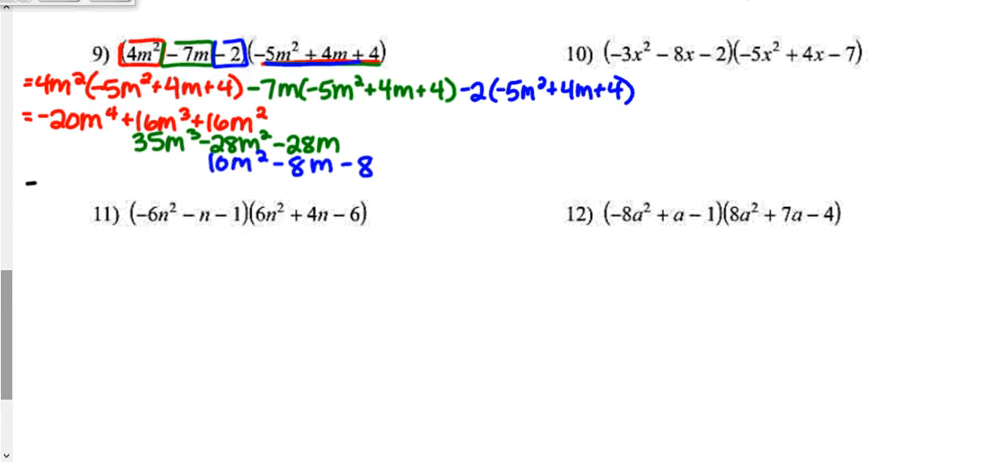So my final answer here at the bottom would be negative 20m to the 4th. If I add that up, that would be 51m to the 3rd. Then this would be negative 2m squared. This would be negative 36m minus 8. And that would be my final answer there at the bottom.